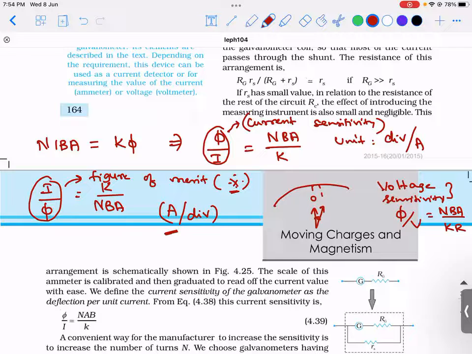Because V is equal to IR. NBA divided by K another. Phi by I. So phi by I, what should I multiply in the denominator? R. So NBA divided by KR is going to give us the voltage sensitivity, and its unit is division per volt. You will not say voltage, you will say division per volt. That's it.